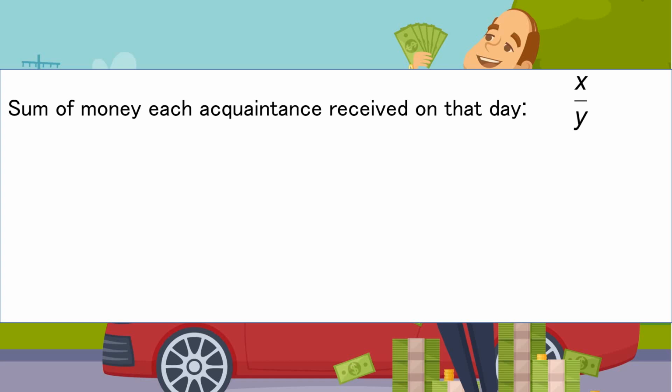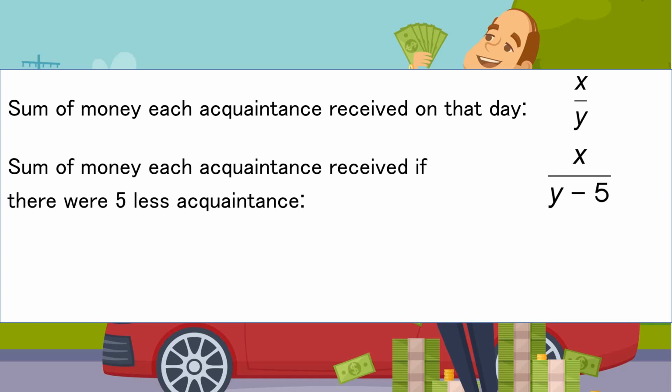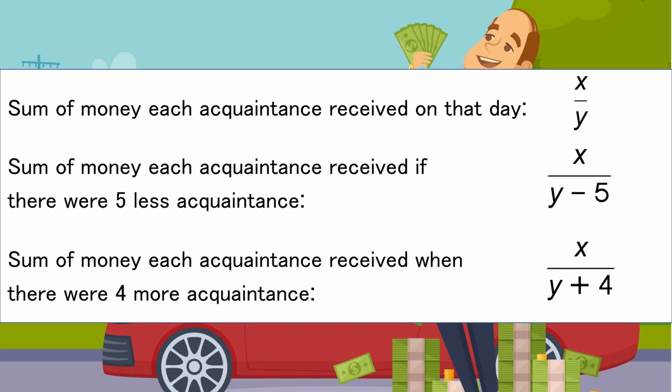Now, in the question, it is given that if there are 5 fewer applicants next week, each will receive $2 more. So, the number of people here are decreasing, which means if Y is the total number of people, then we'll subtract 5 from Y because the number of people are decreasing. The sum, which is the amount of money, remains the same. So the sum of money each acquaintance received if there were 5 less acquaintances would be X divided by Y minus 5 because 5 people are getting reduced.